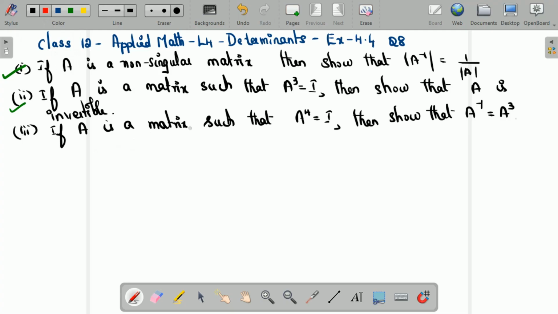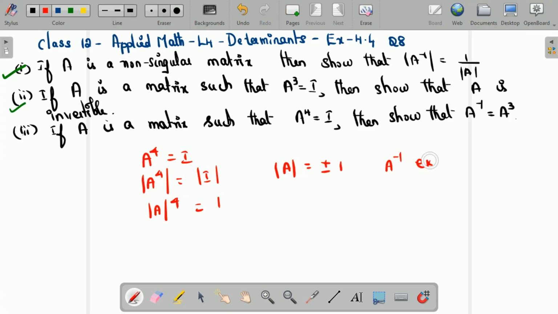If A is a matrix such that A power 4 is equal to I, then show that A inverse is equal to A cube. So they have given A power 4 is equal to I. Now let's put the determinant aspect. So determinant of A power 4 is determinant of I. So we know that determinant of A the whole power 4 is equal to 1. So it tells you that determinant of A is going to be either plus or minus 1. A inverse exists.